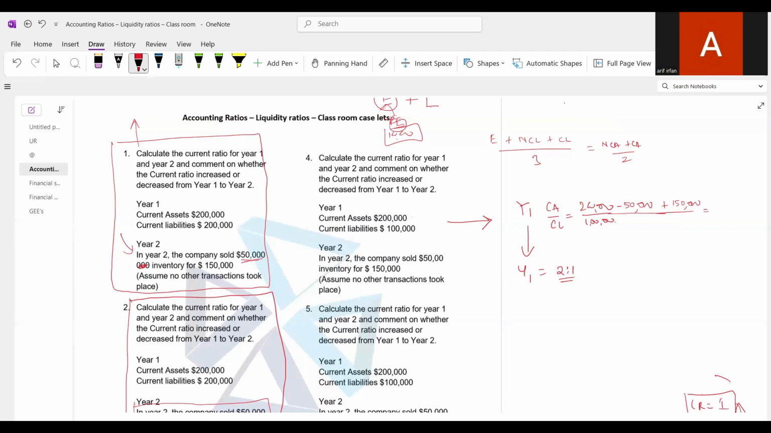So now what happened? 150 minus 50 is 100 and this 200, so 300,000. Current liability is 100. Now what is my ratio? 3:1. From 2:1 to 3:1, the ratio increased.